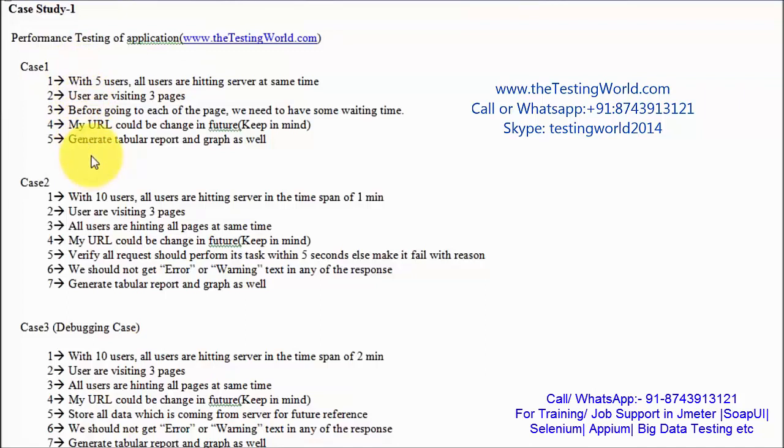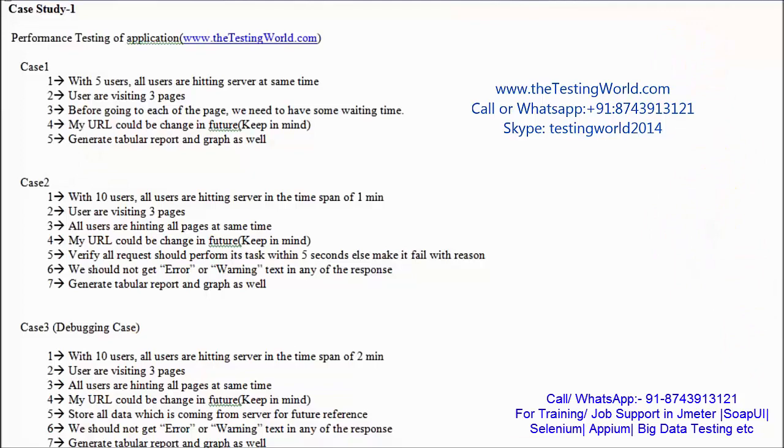So case 1 is that we need to execute our scenario with 5 users, and all users are hitting the server at the same time. Users are visiting 3 different pages and before going to each page, we need to have some waiting time. My URL could be changed in future, which we should keep in mind, and last, we need to generate a tabular report with the graph. So that is test case 1 we want to implement.